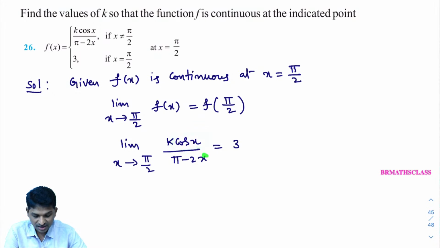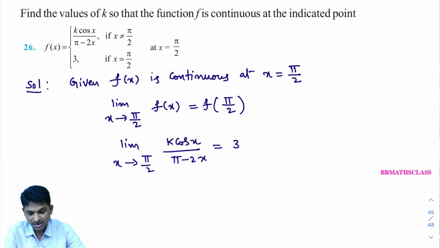In the denominator, in place of x, you write pi by 2. If you write pi by 2 in place of x, this 2 will get cancelled. Then you will get pi minus pi, 0. So when I put x equal to pi by 2, this is of the form 0 by 0. We are getting an indeterminate form. Then we need to look for alternate methods.